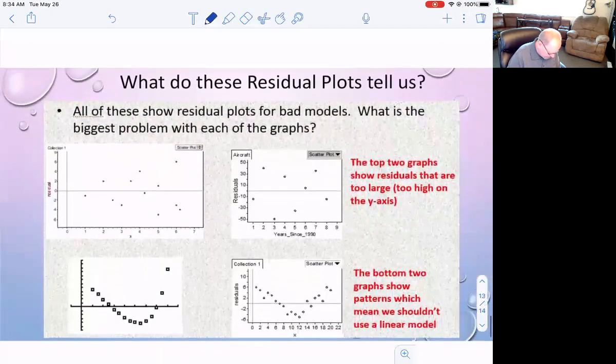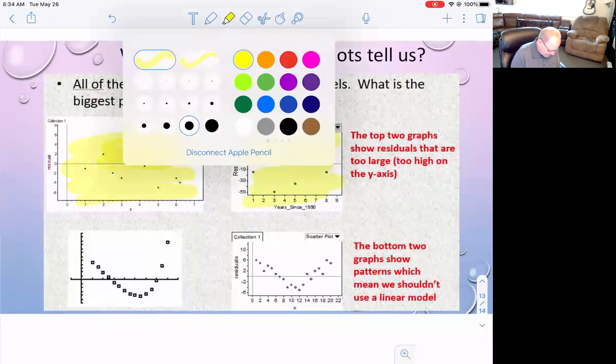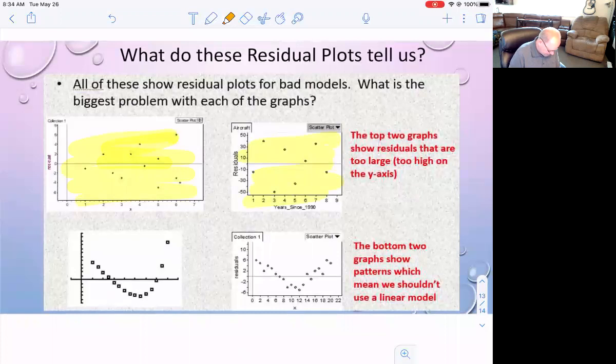Okay, so here are some poor models. See, these points are pretty far from the x-axis, which means they're pretty far from the line of best fit. Also these ones. Then over here we see a quadratic pattern, and an absolute value pattern. These indicate that a linear model isn't going to work for us.